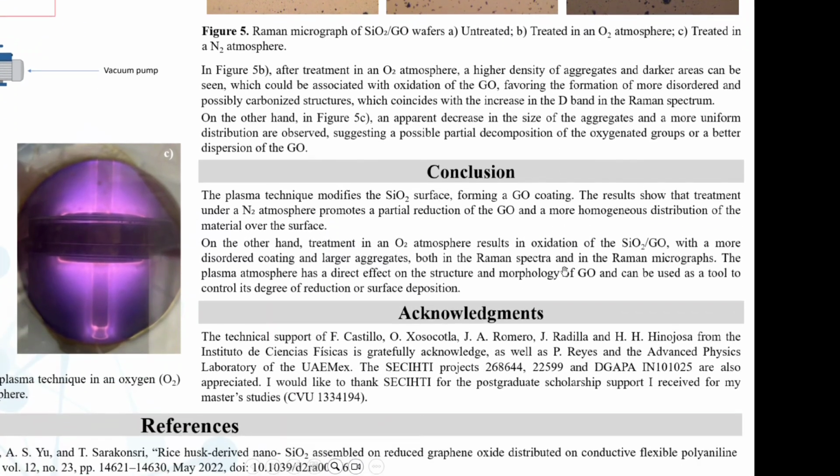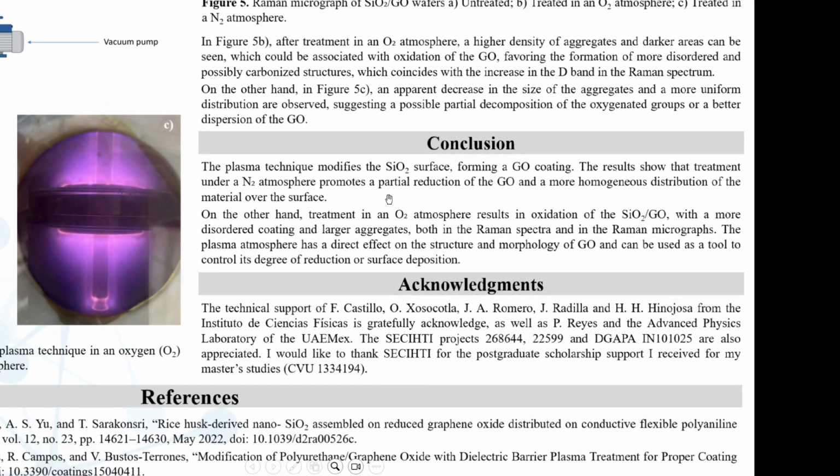With this work, we can conclude that the plasma technique modifies the silicon oxide surface, forming a GO coating. The type of atmosphere in the plasma has a direct effect on the structure and morphology of the graphene oxide, allowing its degree of reduction or oxidation, and therefore its properties, to be fine-tuned for specific applications.